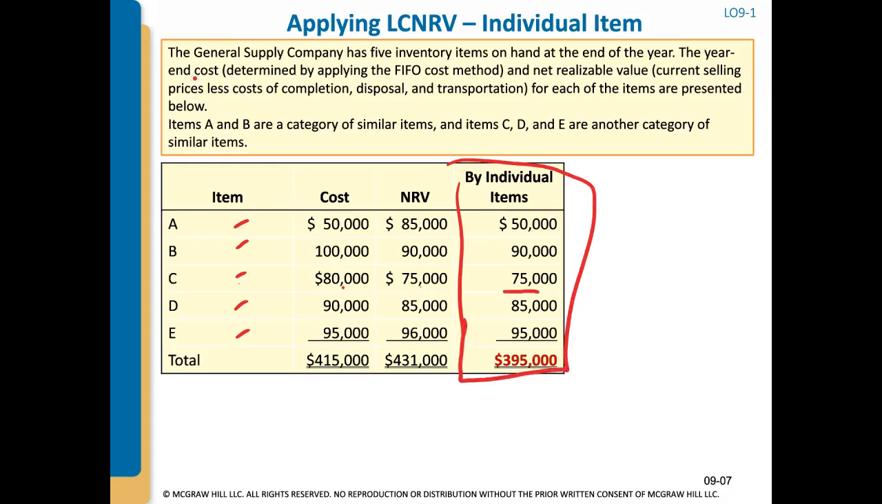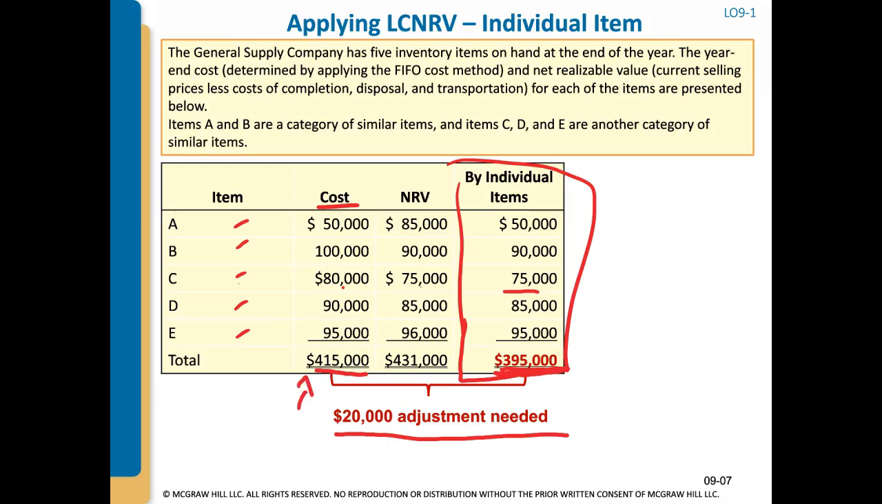Then you look at your cost, which is 415,000 for all those pieces of inventory. And this lower of cost or net realizable value ended up being 395,000. So our net realizable value is lower than our cost, and therefore we need to reduce our inventory by 20,000. This is what we have in our books right now. This is what it should be. So we need to reduce it.